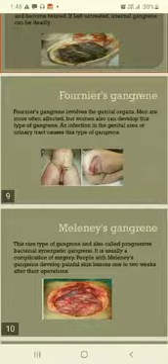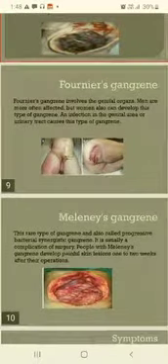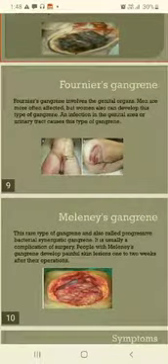Fournier's gangrene. It involves the genital organs. Men are most often affected, but women also can develop this type of gangrene. An infection in the genital area or urinary tract causes this type of gangrene. We can see Fournier's gangrene in case of males through this picture.